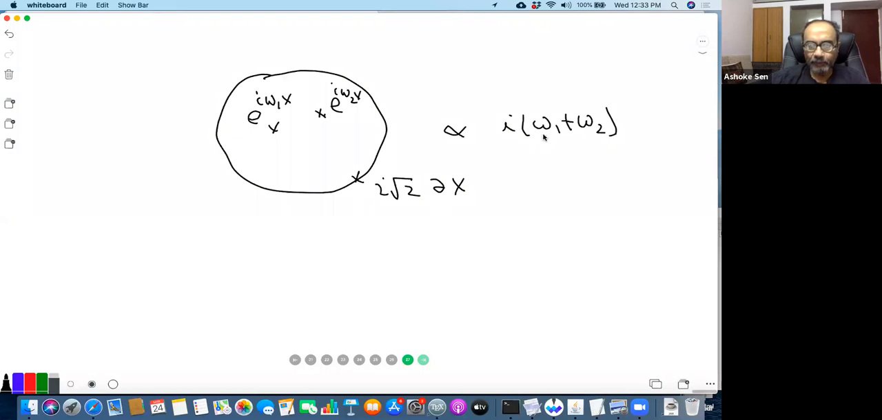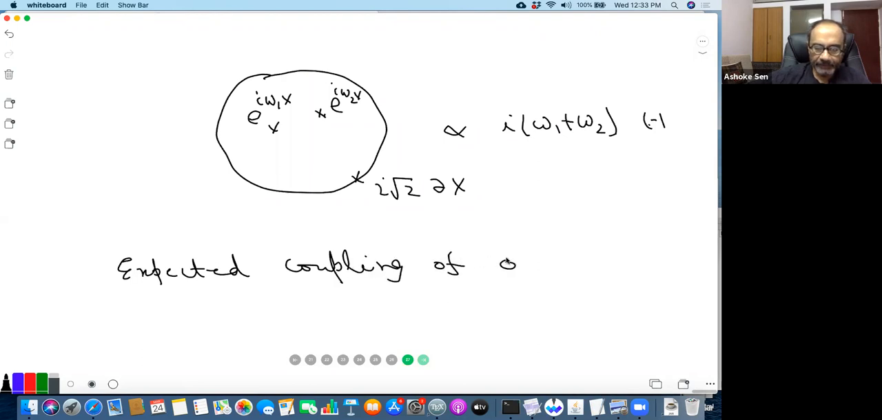And you compare that, so the coefficient of proportionality, you can compare with what you expect, because the expected coupling of phi tilde is precisely minus i times omega 1 plus omega 2 plus etc. times phi tilde.